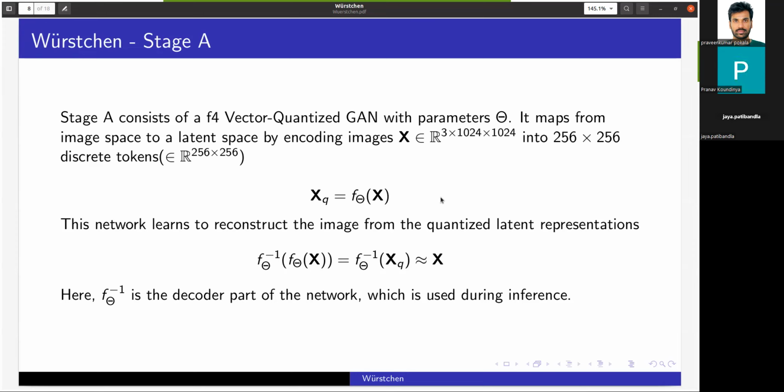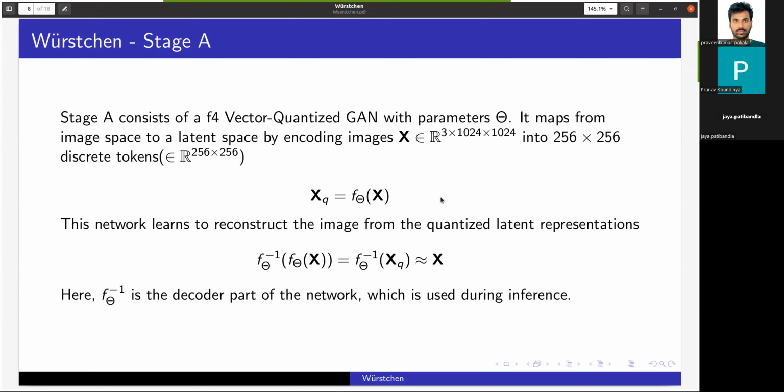All right. So the first stage, that is stage A of Würstchen, consists of F4 or the vector quantized GAN, or VQGAN. Basically, this GAN projects images onto a lower dimensional latent space with a compression factor of 4:1. That is, it takes in an image and learns to encode images of dimensions 3 cross 1024 cross 1024 into a latent space of 4 cross 256 cross 256.